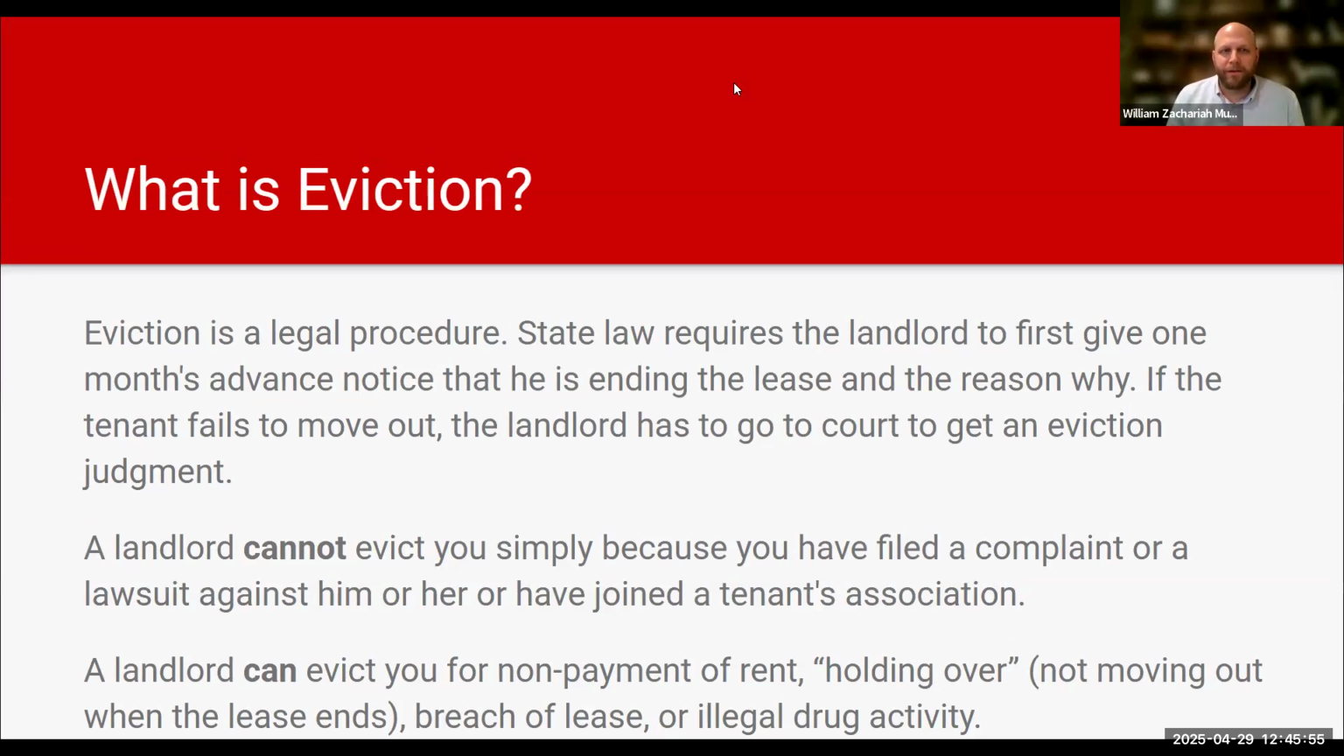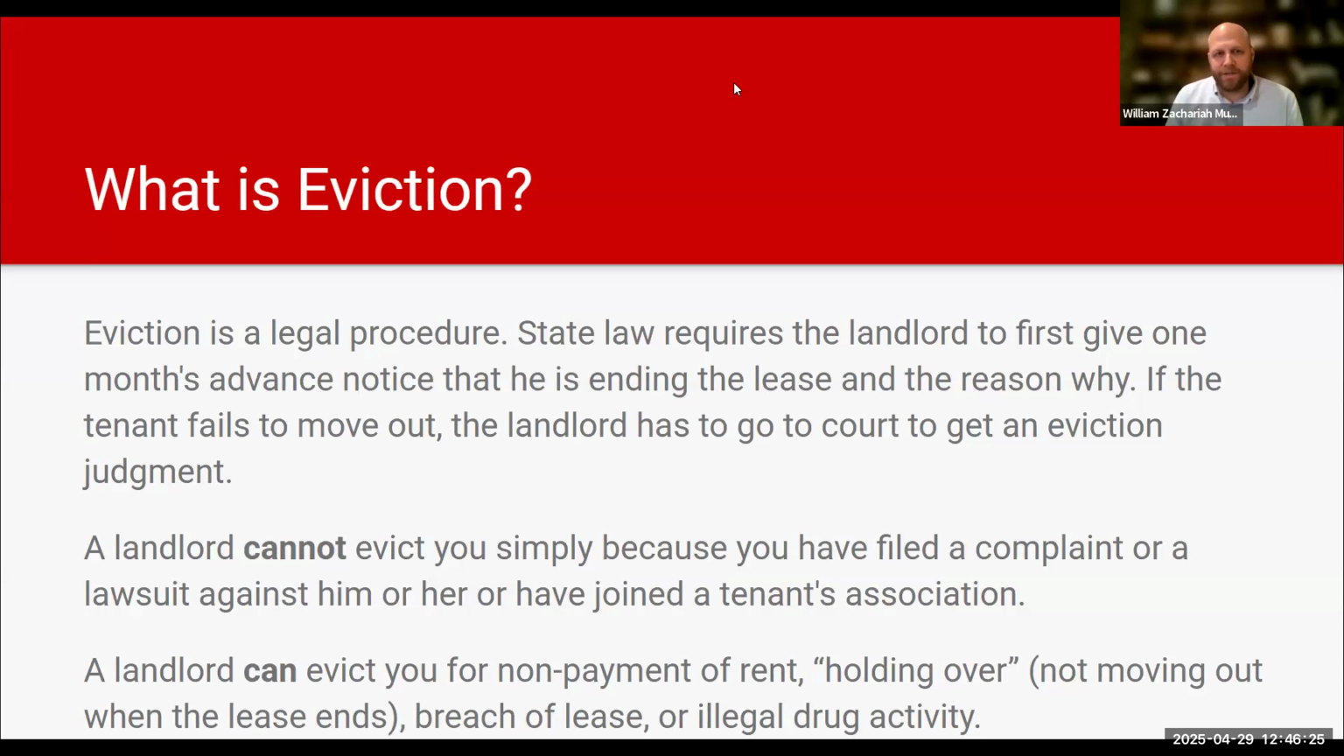whether that's a notice for non-payment of rent, or a notice for you breaching the lease, like maybe you have a pet and you're not supposed to, or maybe you moved in some roommates without telling them. They have to give you a notice to correct and to allow you to fix whatever the issue is in the first place. But if you don't correct it or if you don't move out after that time period is up, the landlord can evict you and they can request the court to kick you out.